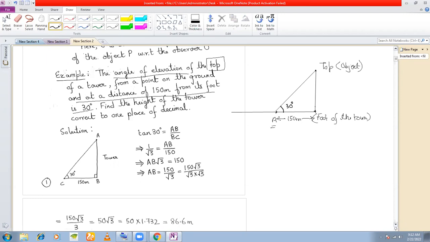So we have made our right angle triangle. Let us call this point B, the foot of the tower, and let us call the top of the tower C.